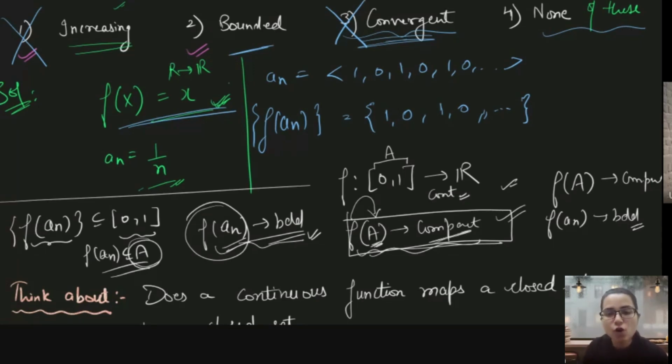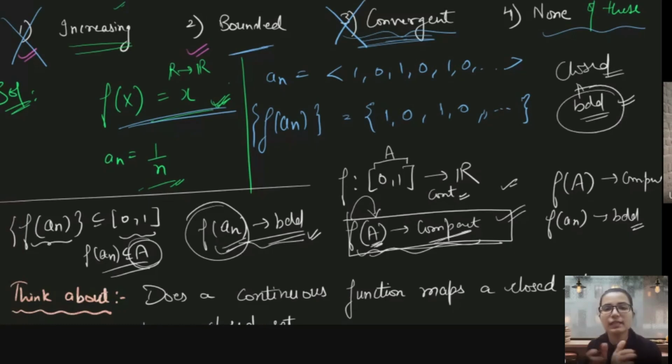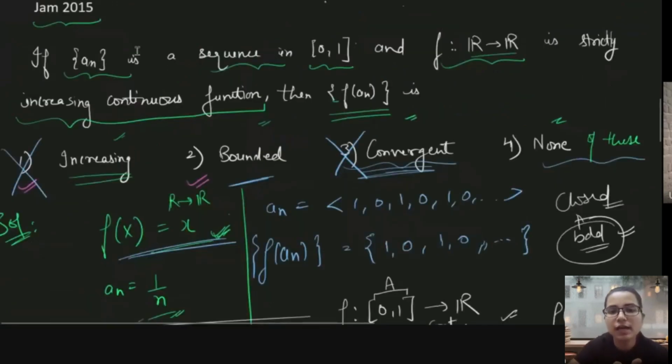A subset of a compact set need not be closed. It need not be closed plus bounded, but it is sure that it will be a bounded set, because a subset of a bounded set will always be bounded. So what I got is that f of an will always be bounded, need not be closed, but always bounded. So the second option will satisfy. And when the second option is correct, the fourth option is itself wrong, because I have got one correct option.